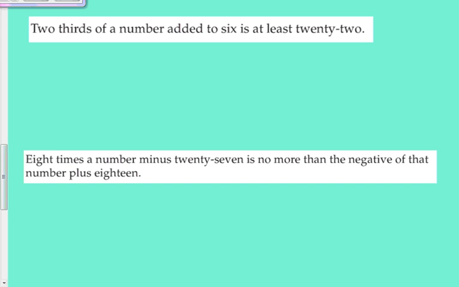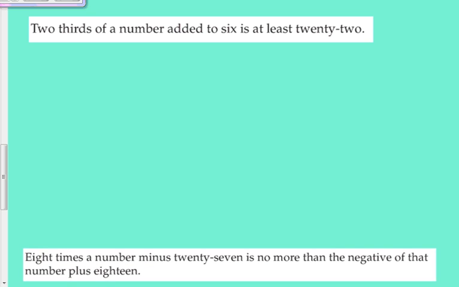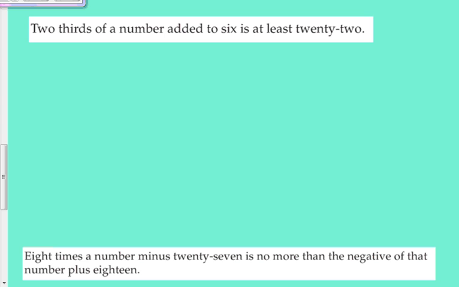All right, the first problem here. 2/3 of a number added to 6 is at least 22. Now with a lot of verbiage there, let's break it up into parts. Let's just do the first part.